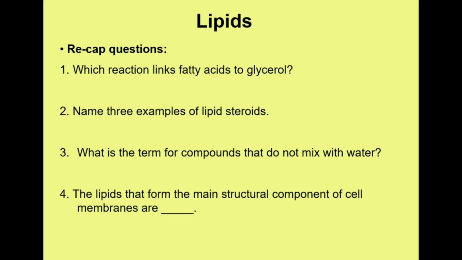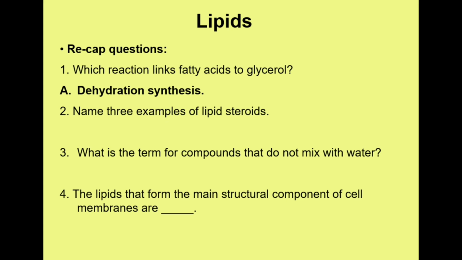Okay, welcome back. Hopefully you had a chance to answer all of those questions. Let's go through the answers. Number 1, which reaction links fatty acids to glycerol? Well, the answer is dehydration synthesis. I imagine some of you might have put ester bonds or ester linkages there. That's not the name of the reaction, that's the name of the bond that is formed as a result of the reaction. So the actual process of joining the fatty acids to glycerol is dehydration synthesis. And in the form of triglycerides, that bond that's made is called an ester bond.